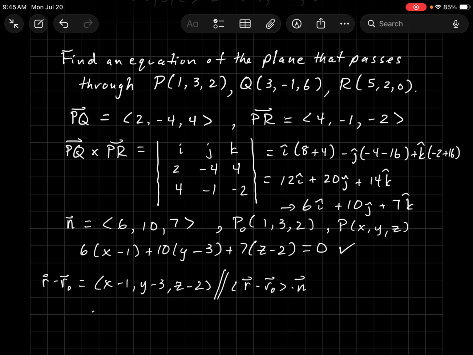Then if we write that all out, and I'll let you do the algebra, really the arithmetic behind it, we get 6x + 10y + 7z = 50, or minus 50 equals 0. And this will be the equation of the plane that goes through those 3 points, or any multiple thereof.